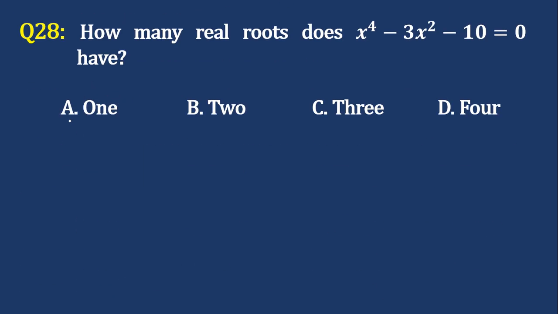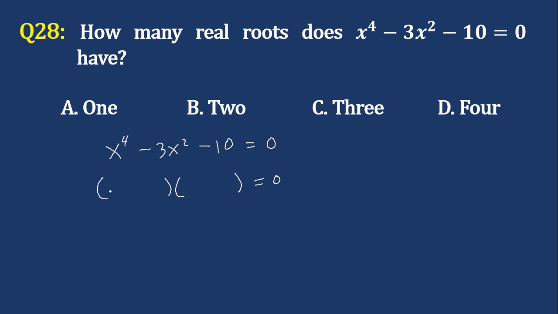Question number 28. How many real roots does x raised to 4 minus 3x squared minus 10 equals 0 have? Okay, let's try to solve this equation and see how many roots it has and what kind of roots these are. Okay, so we have x raised to 4 minus 3x squared minus 10 equals 0. This is obviously factorable.